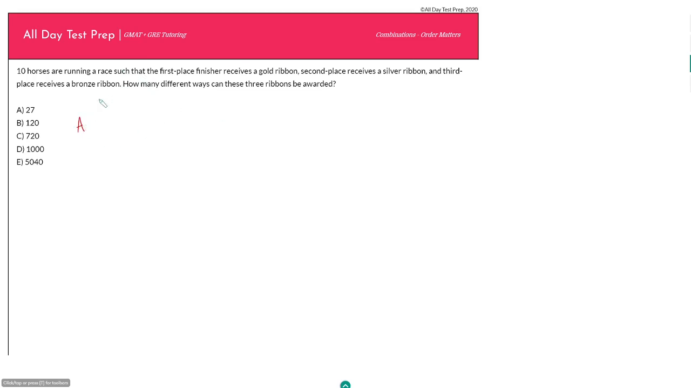once I ask myself whether order matters or not, the next thing I like to do is write out my pool of candidates, which I am choosing from. We got 10 horses here. We can call them A, B, C, D, E, F, G, H, I, J. That's 10, right? 1, 2, 3, 4, 5, 6, 7, 8, 9, 10. So that's my pool. And then I'm choosing 3 of them.